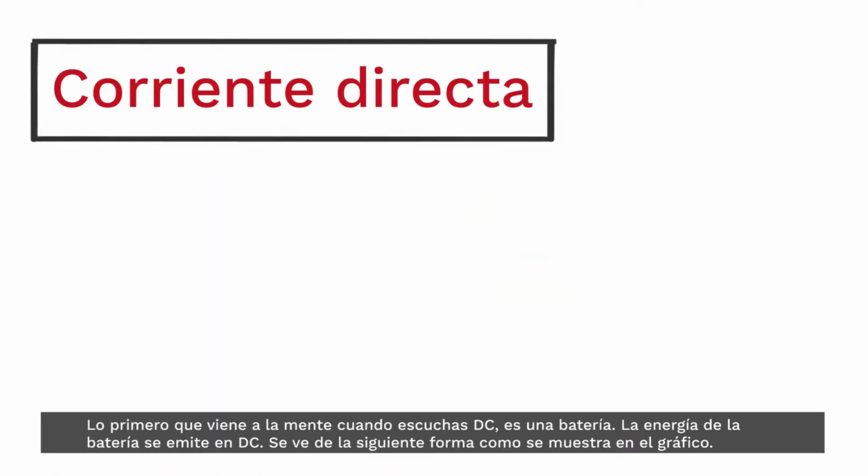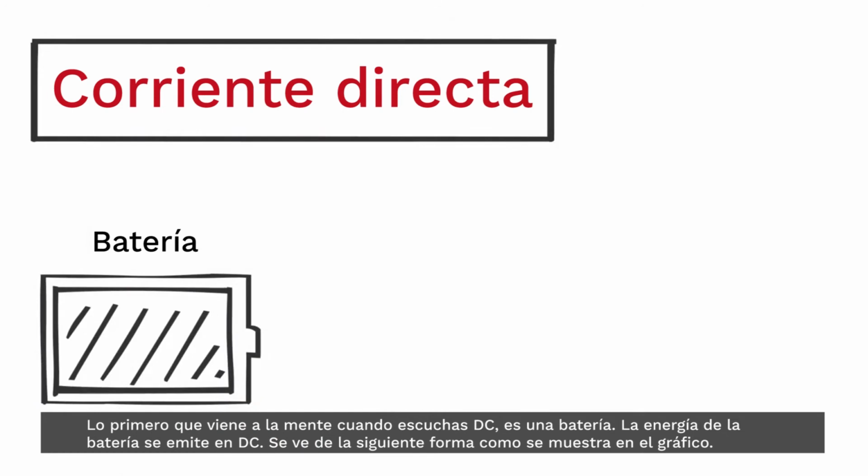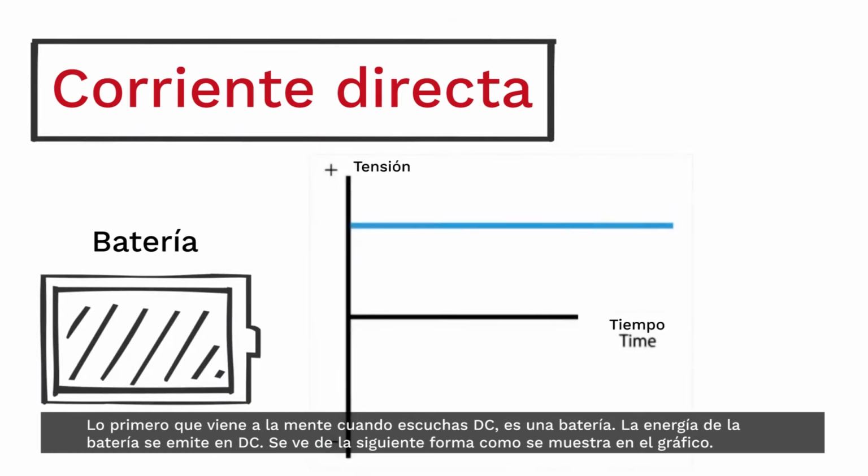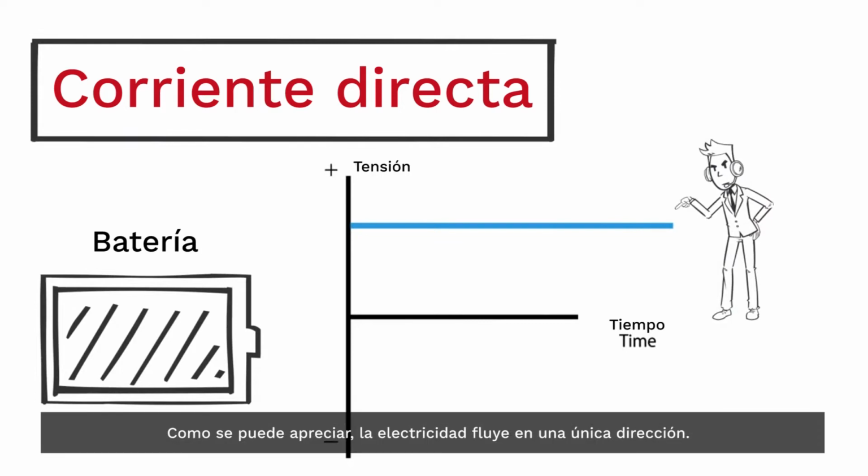The first thing that comes to mind when you hear DC is a battery. Battery power is output in DC. It looks like this when expressed on a graph. You can see that electricity is flowing only in one direction.